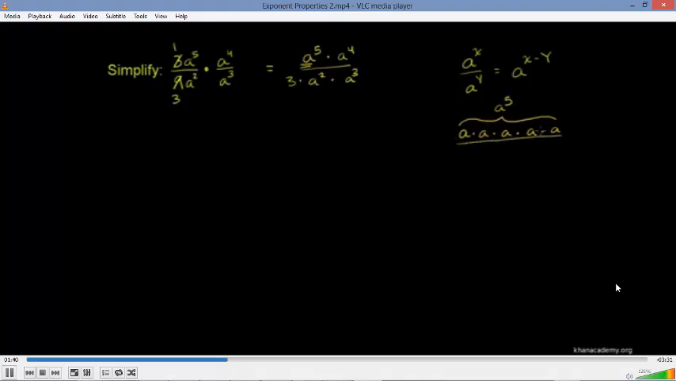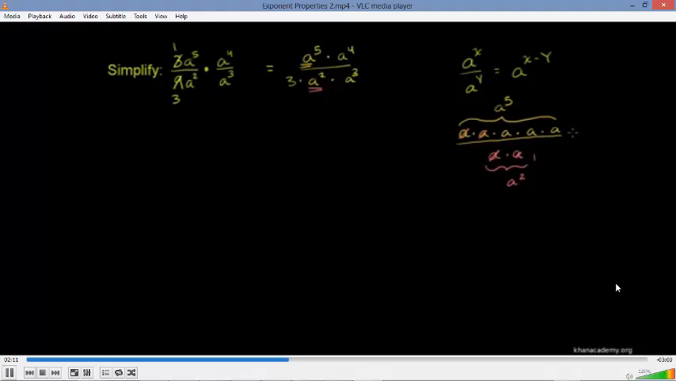And we have that over a squared, which is literally just a times a. That is a squared. Now, both the numerator and the denominator are divisible by a times a. We can divide them both by a times a. So if we divide the numerator by a times a, let's get rid of an a times a. And if we divide the denominator by a times a, we just get a 1.